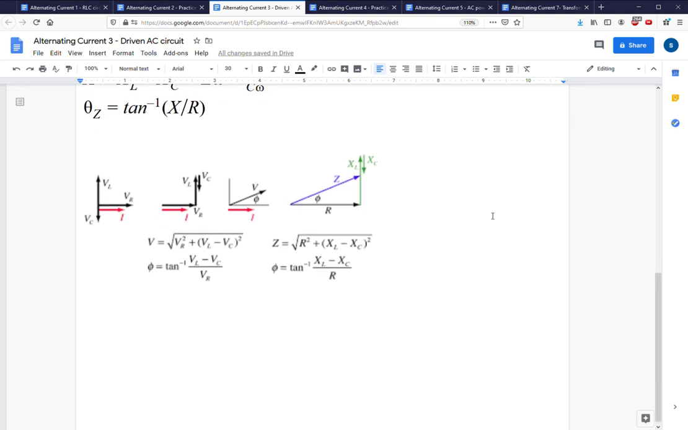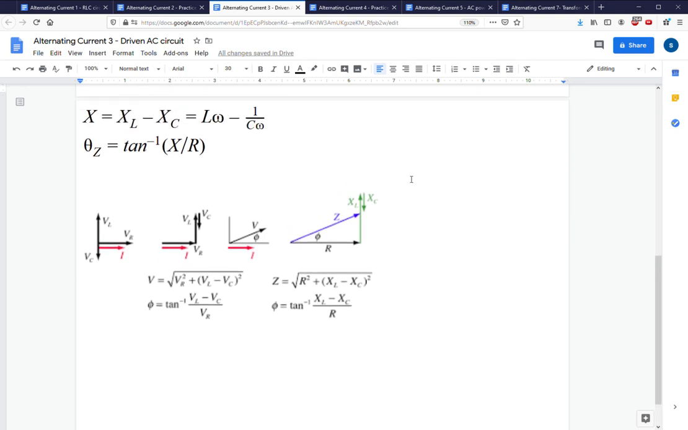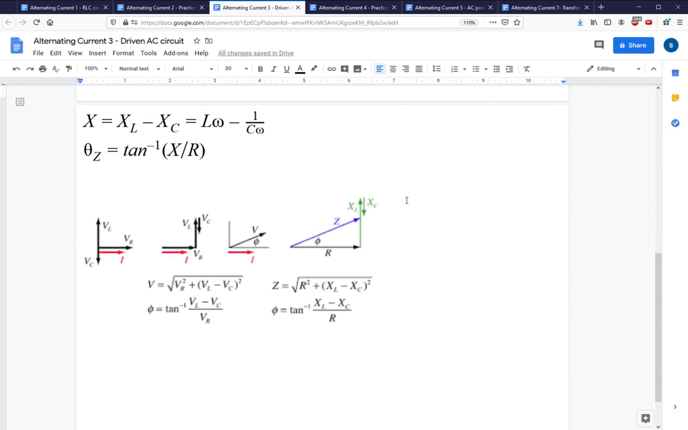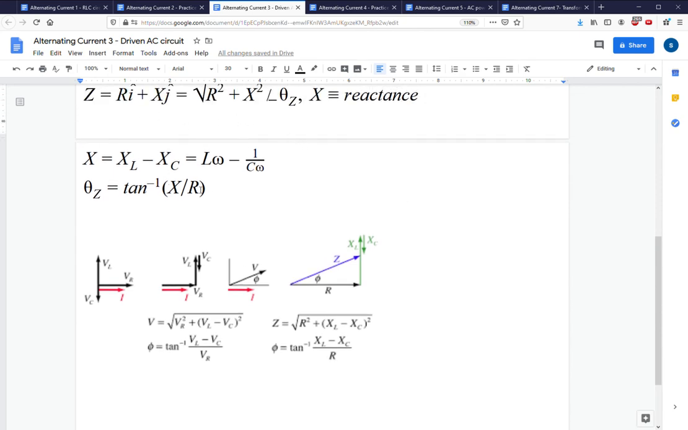Now you will also often see diagrams looking like this, trying to draw these as vectors, and it should give all the same math as here.